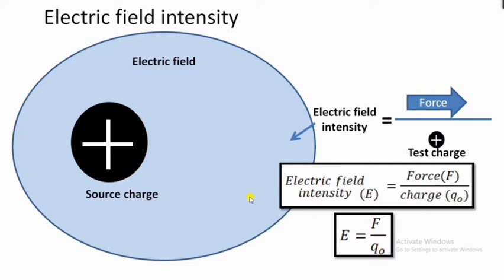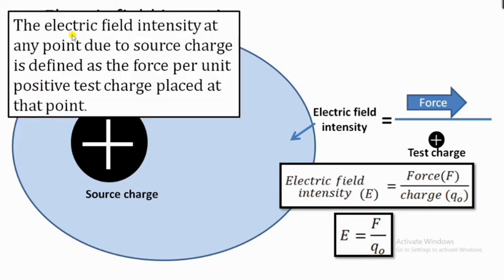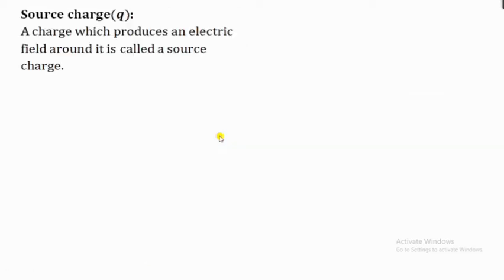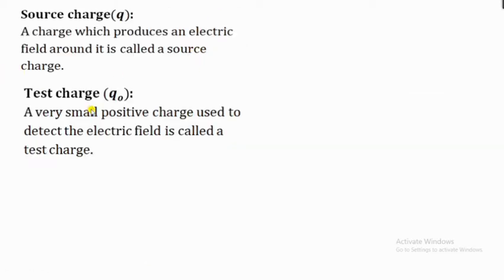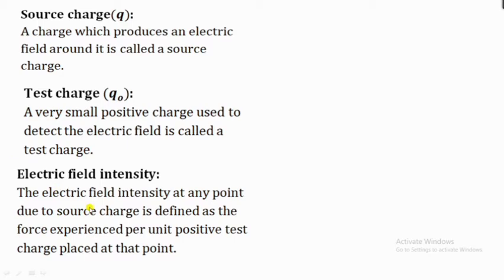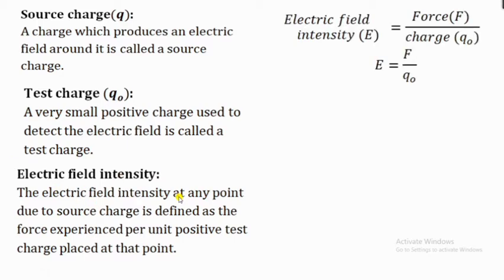And I'm writing Q naught because we are keeping a test charge to test the electric field of this source charge. So the electric field intensity at any point due to a source charge is defined as the force per unit positive test charge placed at that point. So for different points we have different electric fields. Source charge is the charge which produces electric field, and test charge is a small positive charge used to detect the electric field. And this is the formula for electric field intensity. Sometimes we call it electric field only, so they are the same thing.